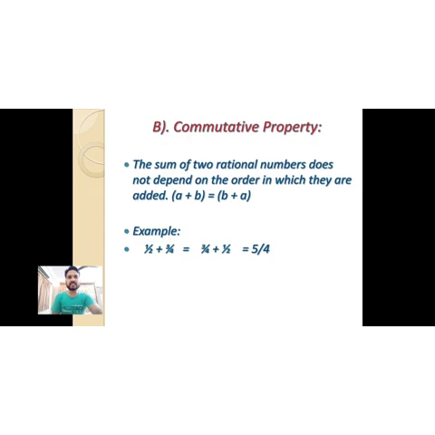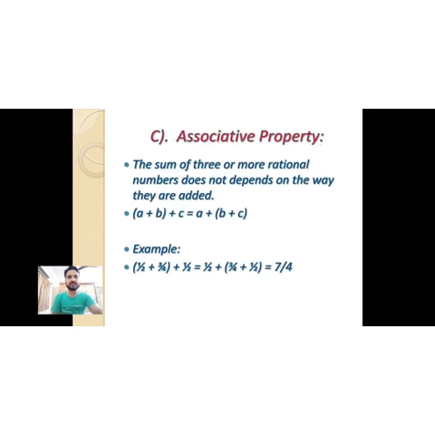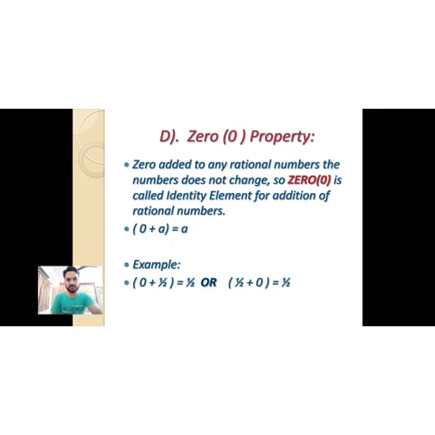Commutative property: in addition the answer does not depend on the order of the rational numbers. If the order is unchanged or changed, the answer does not depend on it. Associative property means a plus b plus c: we add the first two numbers, then the result is added to the third number, or we add the last two numbers and the result is added to the first number. Both values are the same. There is no confusion, the answer will be the same.